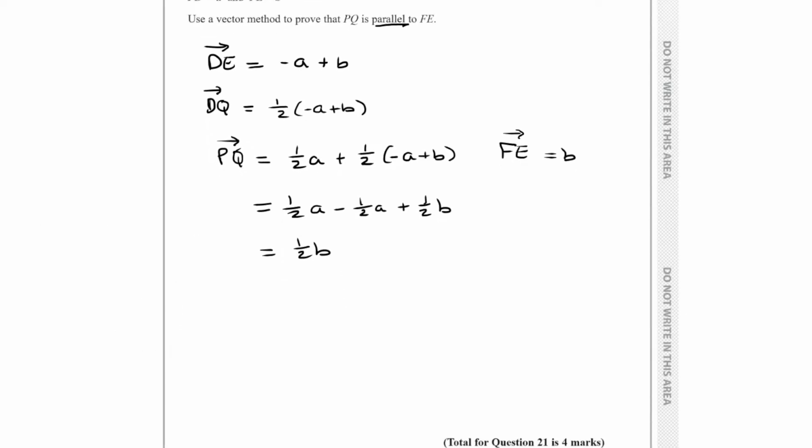Now they already gave us fe, didn't they? They said fe is b, 1b. So you just need a little conclusion now. You don't have to write a whole sentence again. The way that I lay it out is I put the bigger one, so fe is the bigger one, isn't it, is equal, and then whatever the multiple is, so I wrote 2 times pq.